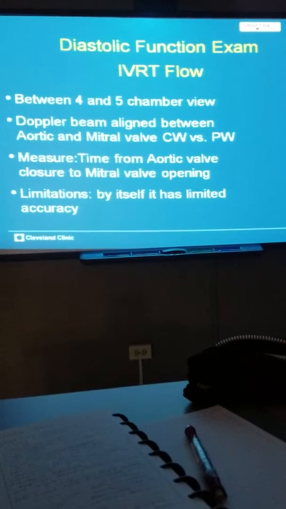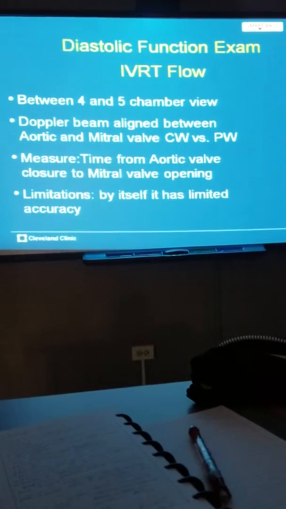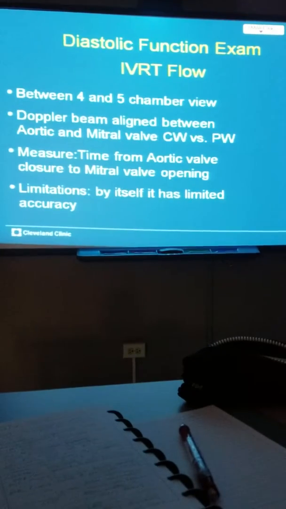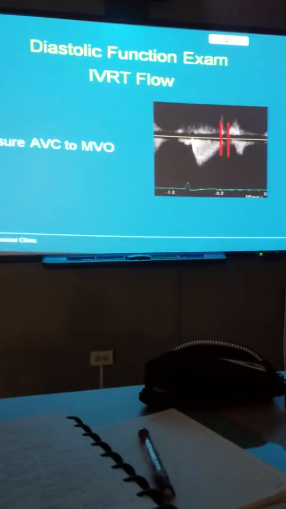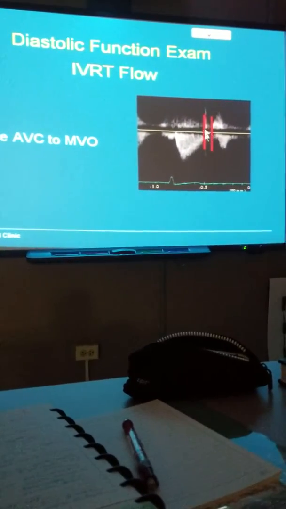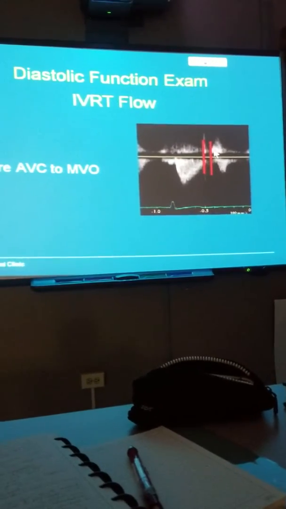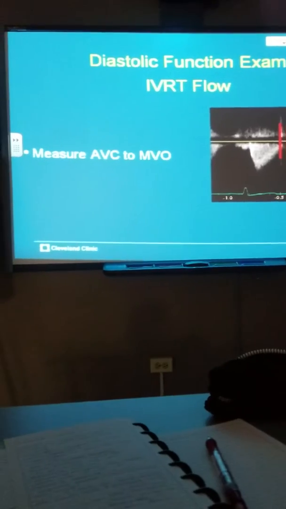And of course, there's limitations to all this. By itself, it has limited accuracy. So that's going to go along with some of the other measurements that you are doing. So here you can see a nice crisp signal of the closing and the opening here of the mitral valve. So that's the timing that you're going to be looking at.